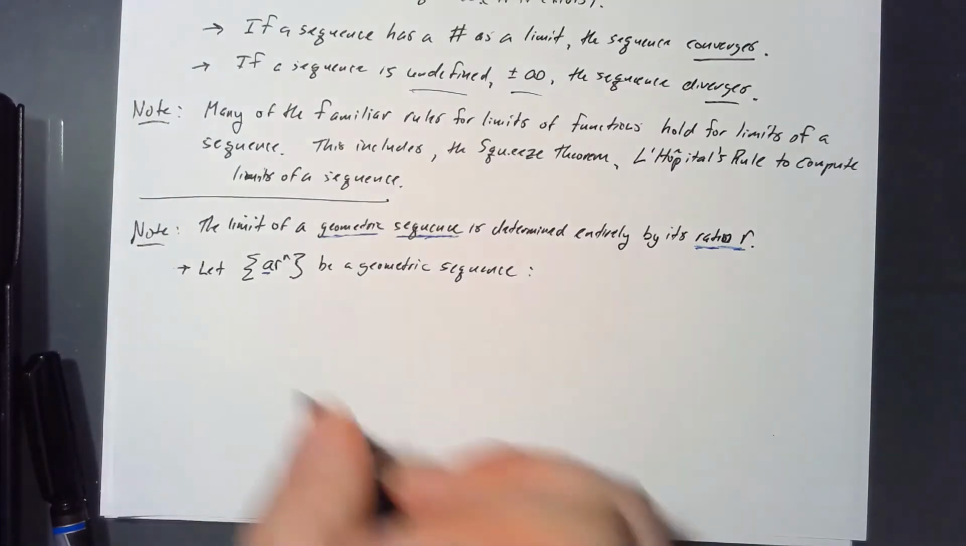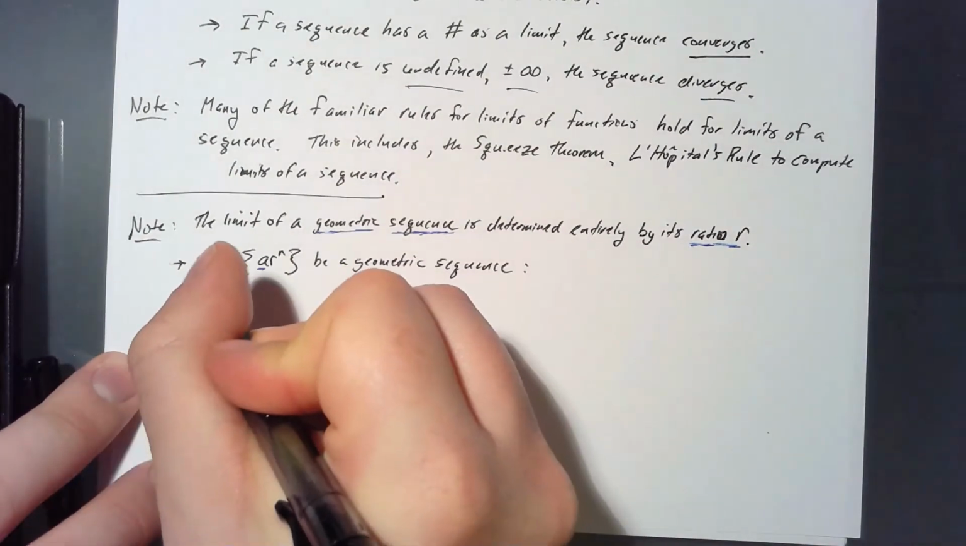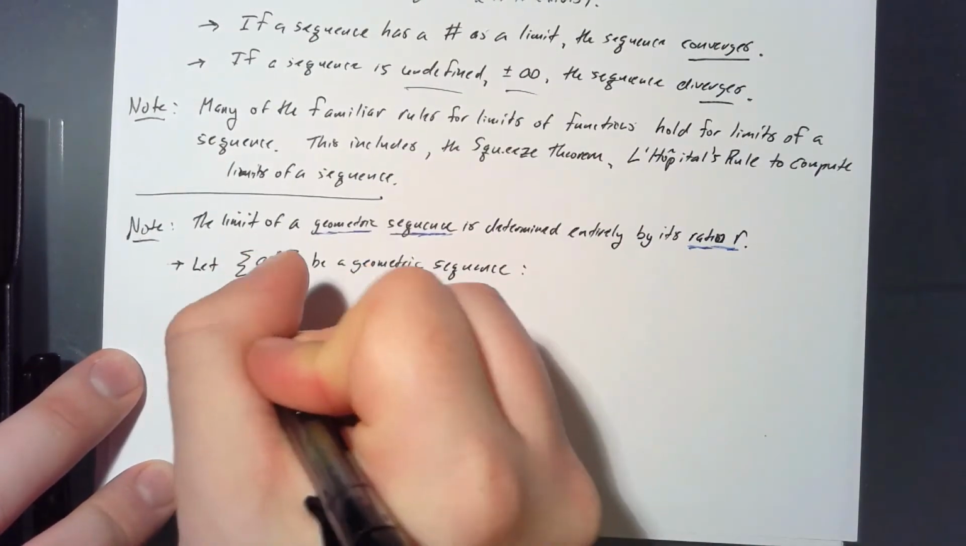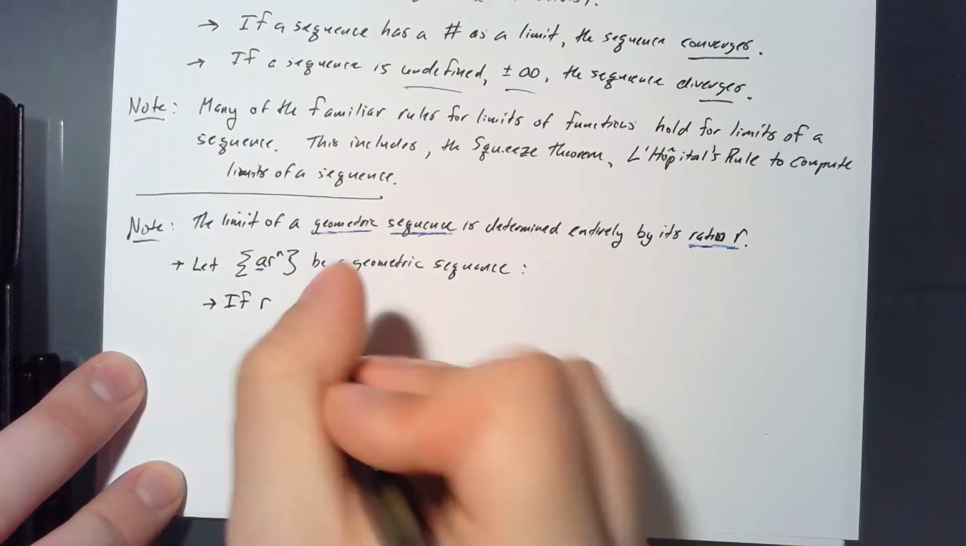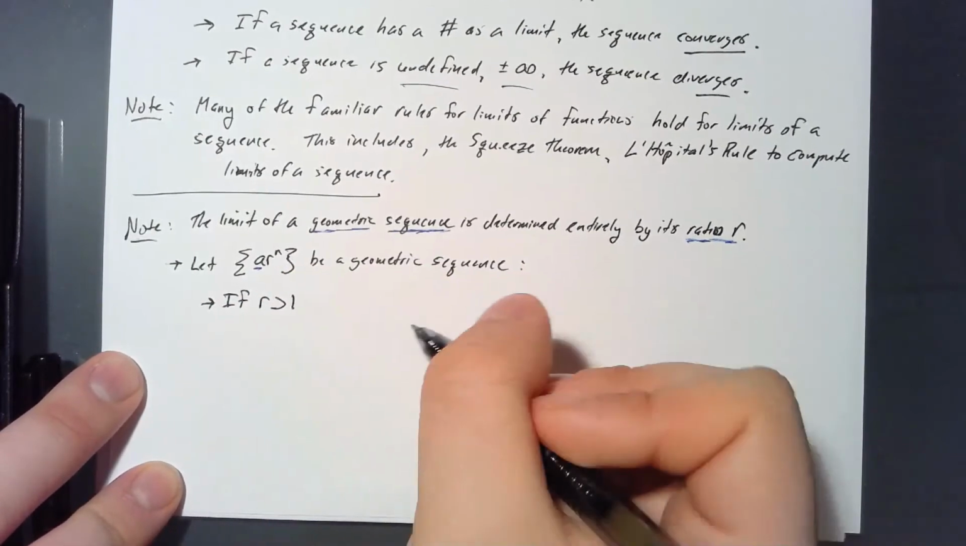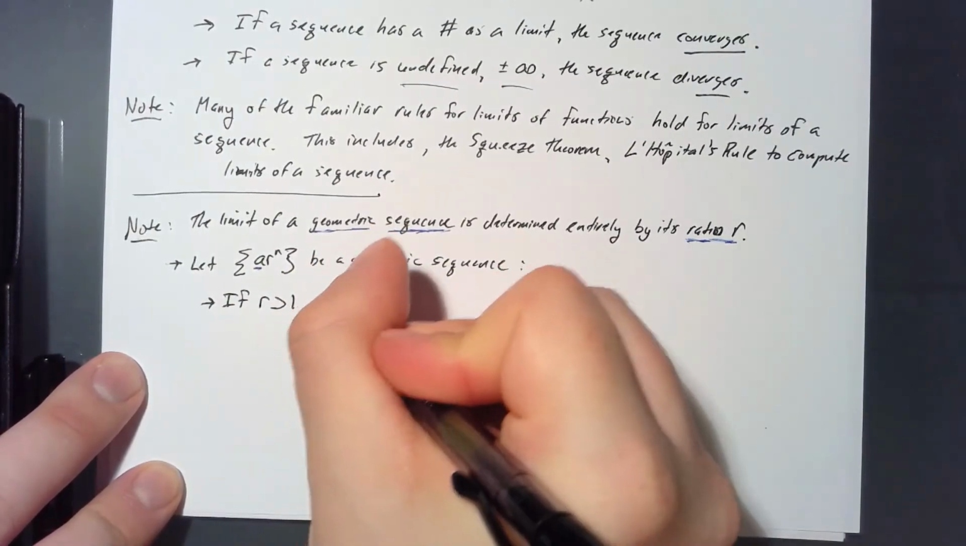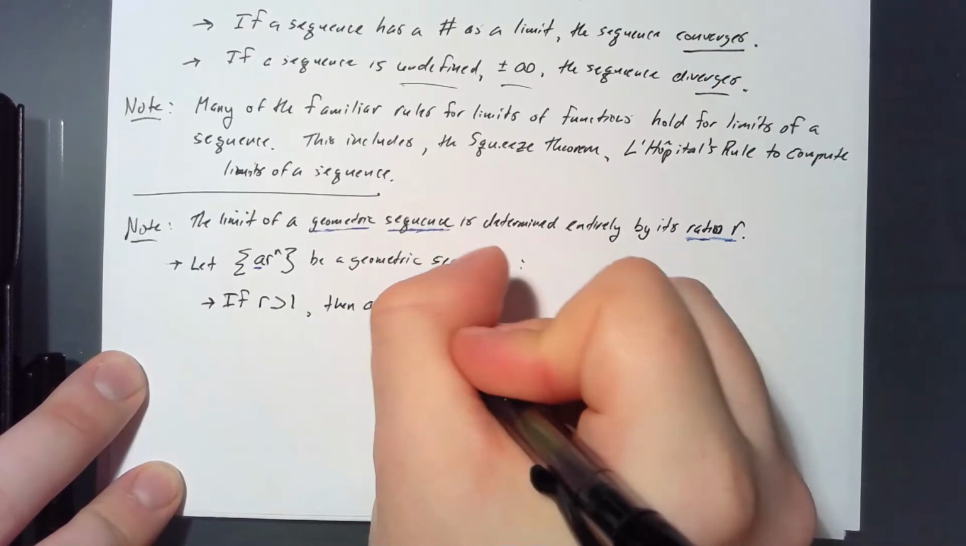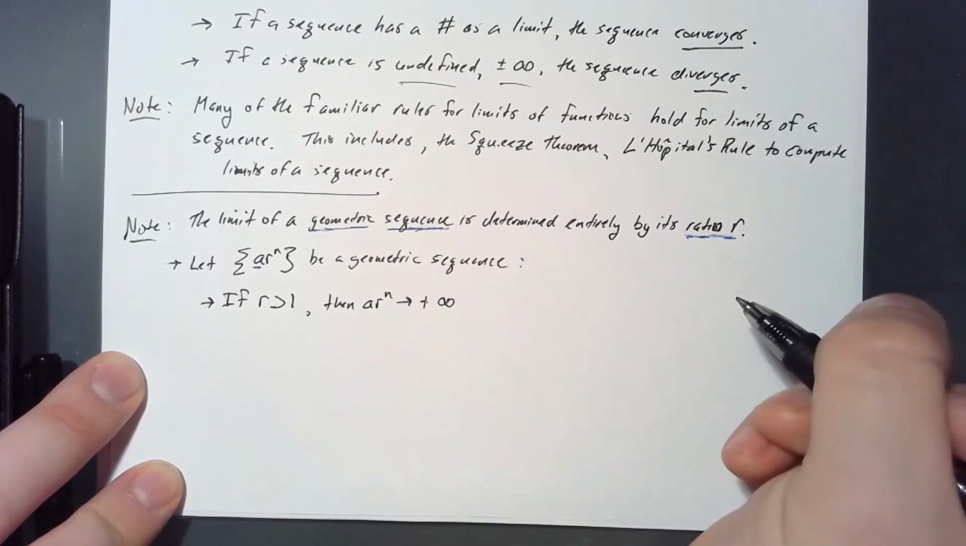All right. So if I have this, then I have the following. If the ratio is greater than 1, then a times r to the n power is going to go to positive infinity.